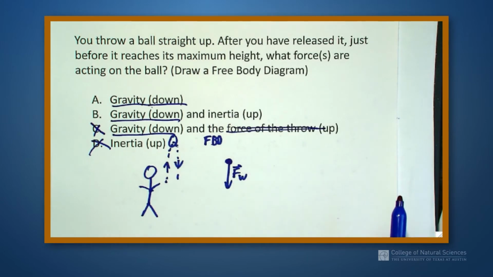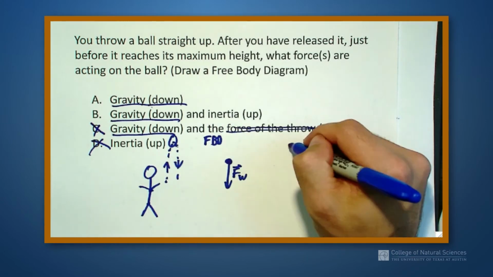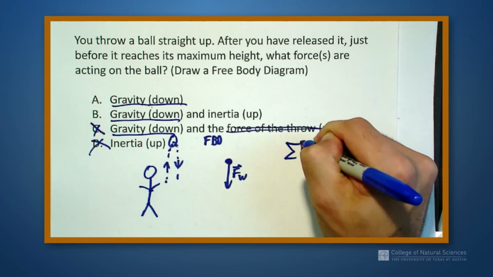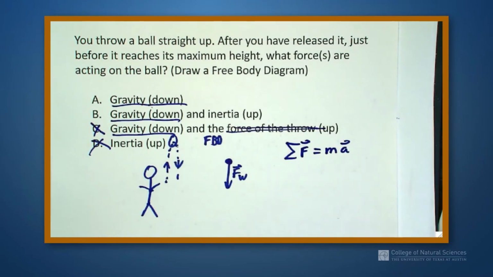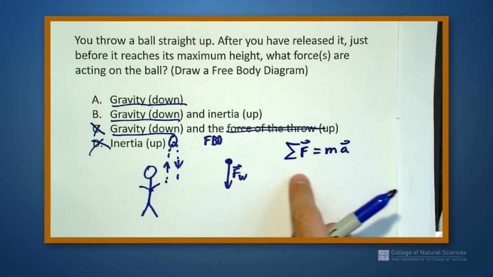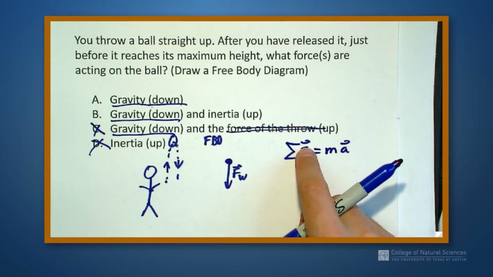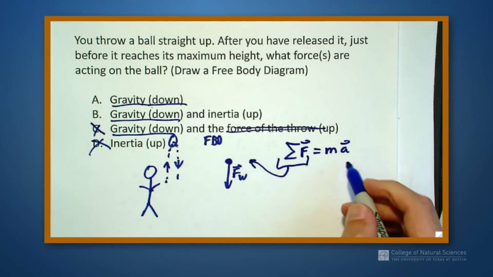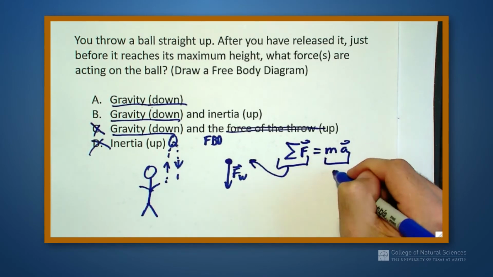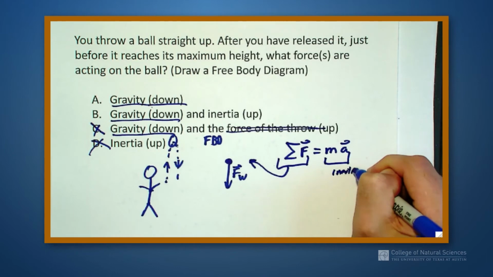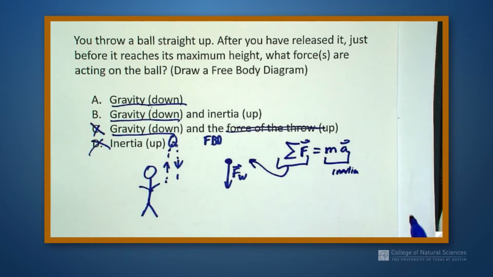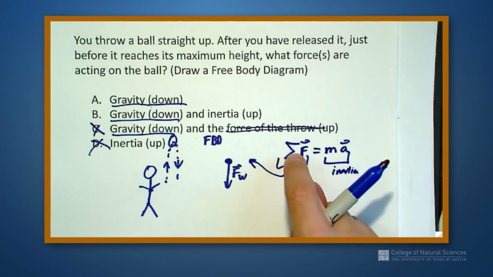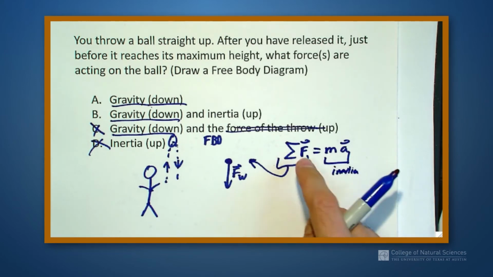So is inertia part of this or not? Well, if we look at Newton's second law, it says that a net force will provide an acceleration. This is where we add up all of our forces. This is the part that comes from our free body diagram. This right here is our inertia. Actually, the mass term is our inertia term, but this is where our inertia would come into play. This is where our forces come into play.